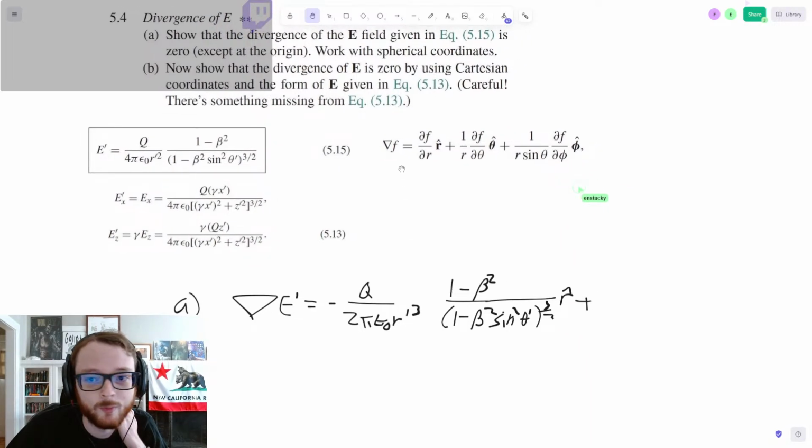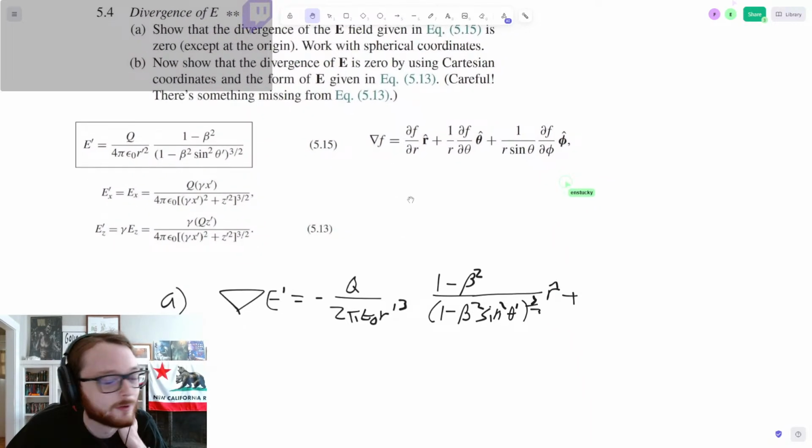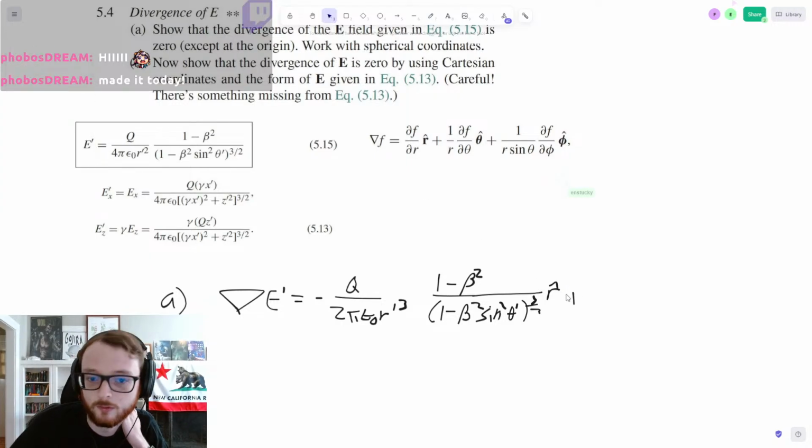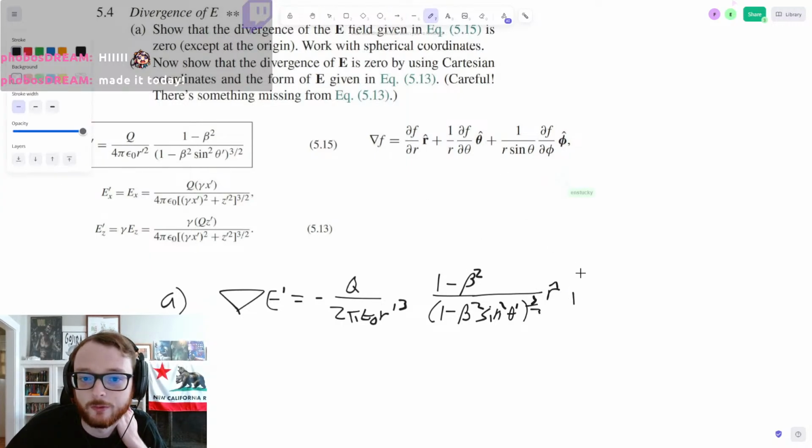Okay, good. Hey, Phobos. It's a little bit of an annoying derivative to take for theta. I guess we're gonna get a minus sign though. And we have a 1 over r factor in front. Oh, I deleted the wrong piece. Okay, so q over 4 pi epsilon naught r prime cubed.